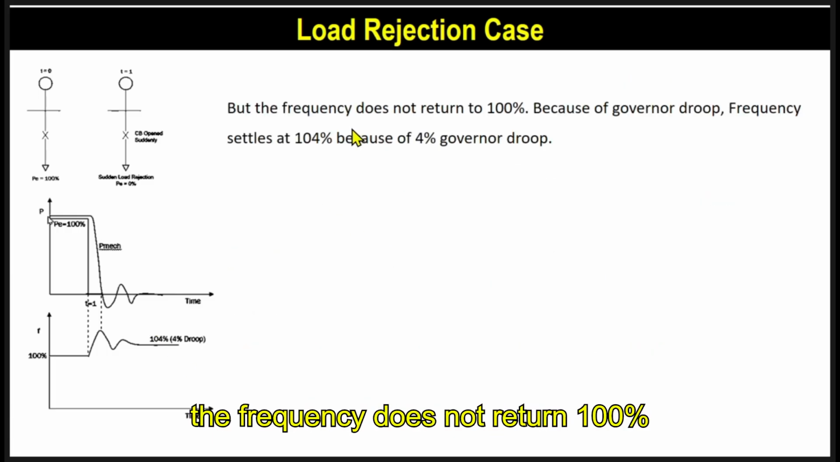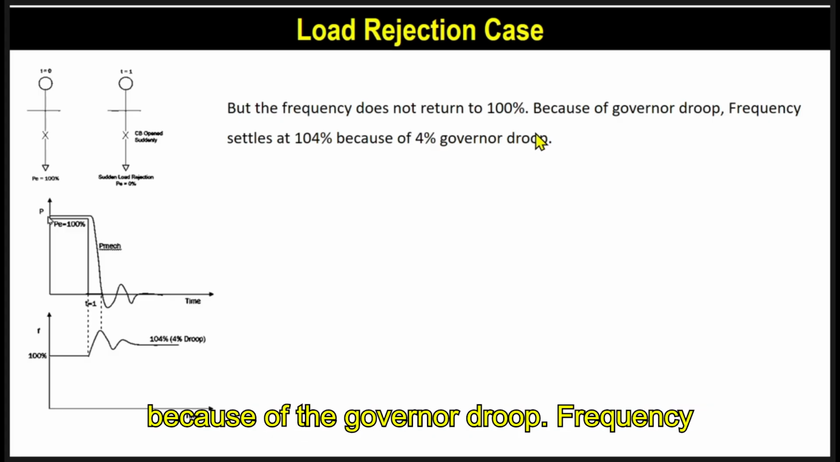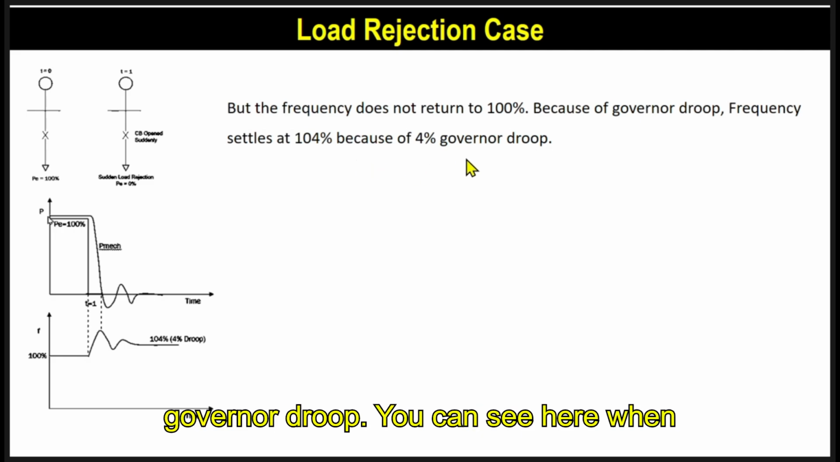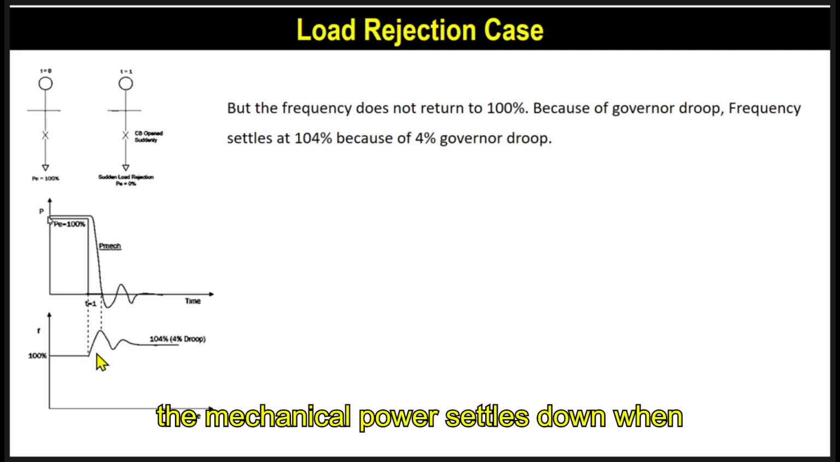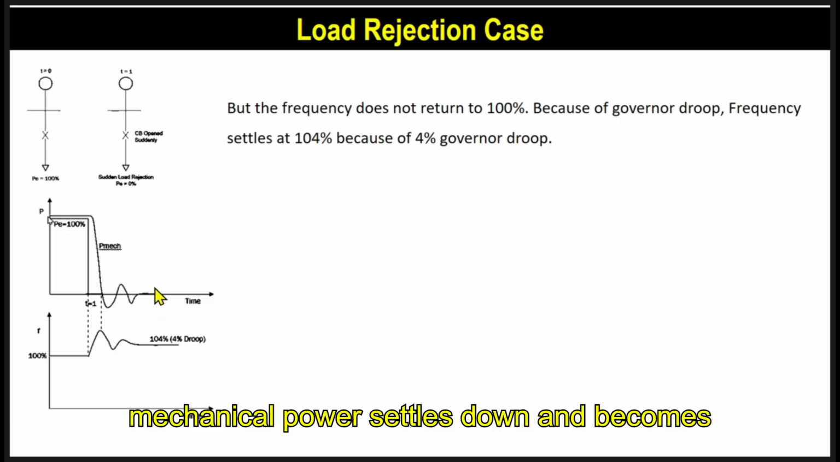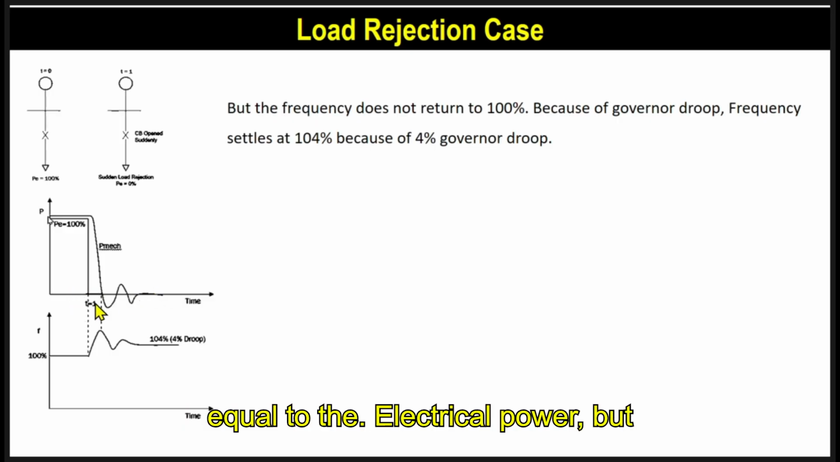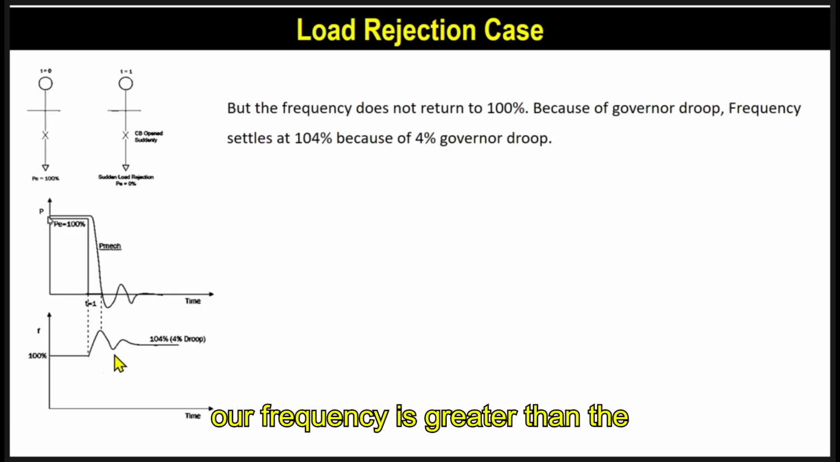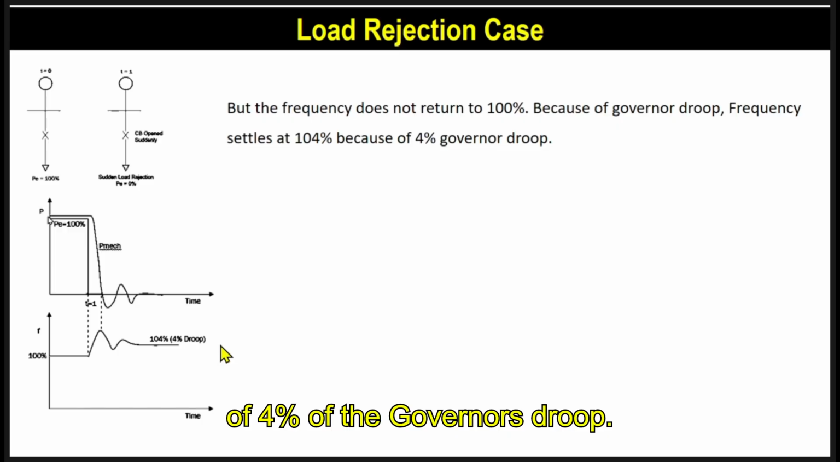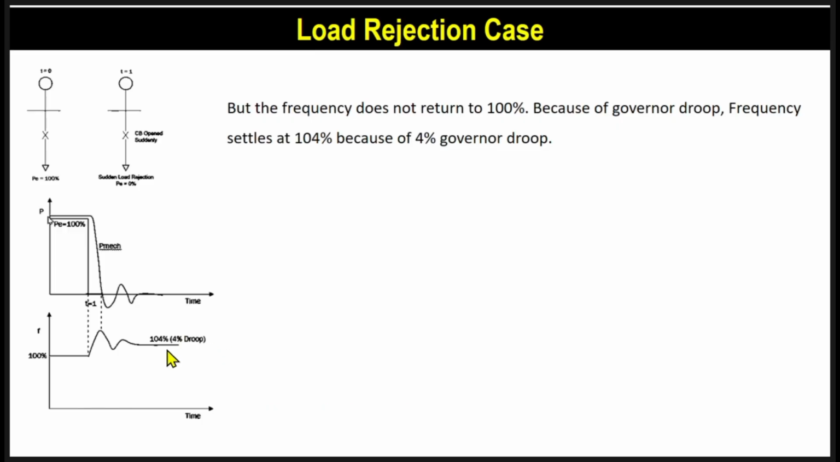But the frequency does not return to 100% because of the governor droop. Frequency settles at 104% because of the 4% governor droop. You can see here, when the oscillations are damped and the mechanical power settles down and becomes equal to the electrical power, our frequency is greater than 100%, that is 104%, because of the 4% governor droop.